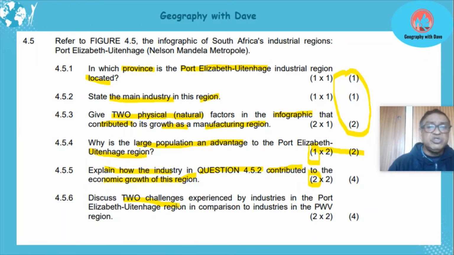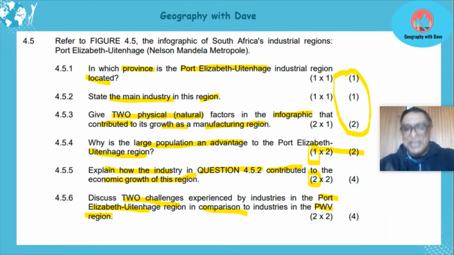Next: discuss 2 challenges experienced by the Port Elizabeth region in comparison to the PWV region. Be careful. This is a compare question, learners, and we have to compare. Don't just say it has small. I know you may be correct, but put it in full. Compared to the PWV region, the PE-Uitenhage region has no mining raw materials, which affects production because you need that iron and steel. Coal mining, nothing in the Port Elizabeth region. Maybe the examiners will accept it the other way, but let's not take a chance.